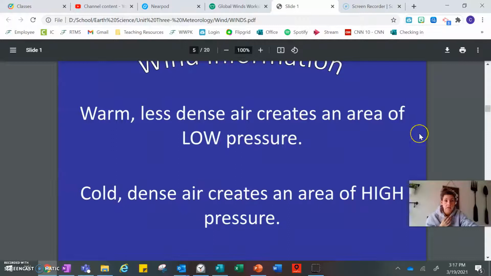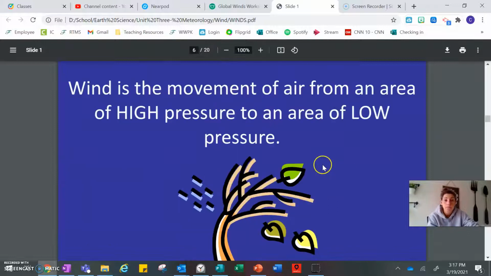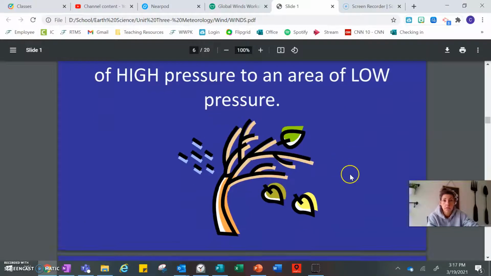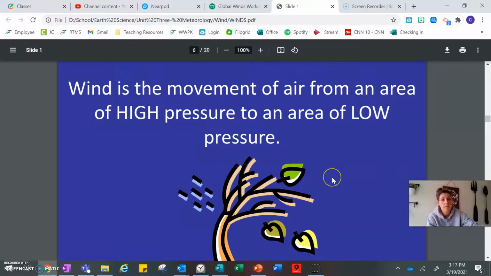Warm, less dense air creates an area of low pressure. Molecules are spreading apart. So you'll have to remember, warm air is low pressure. Colder air, where the molecules are tightly packed together, is high pressure. So wind is the movement of air from high pressure to low. You want to get away from high pressure.